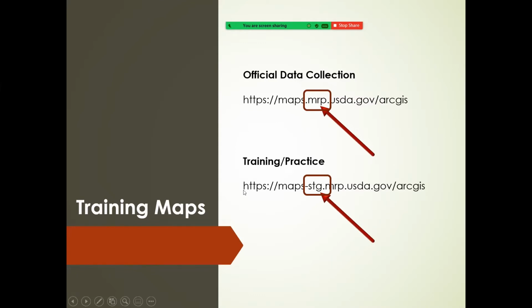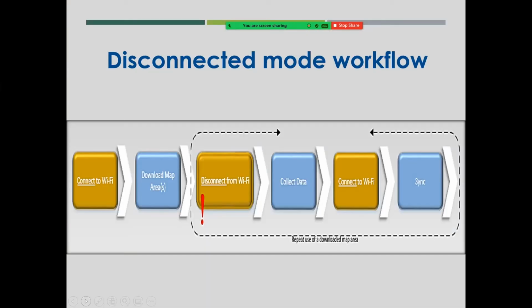And the way to do that, just be sure you're signed into the correct URL. So I'll show you what that looks like while I'm signed into the stage portal. But if in doubt, sign out. That's a great thing to remember. If you are in doubt, sign out. Do not record official data in the training maps, and do not record practice data in the official enterprise portal.